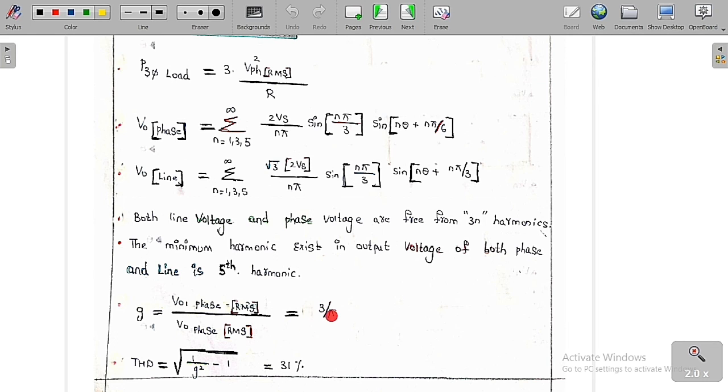So we get 3 by pi, and THD is nothing but under root of (1 by g) whole square minus 1. If you substitute here, we are going to get 31%. So the distortion factor is equal to 3 by pi and the THD is equal to 31%.